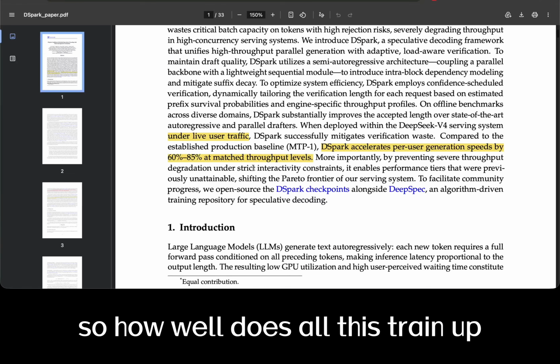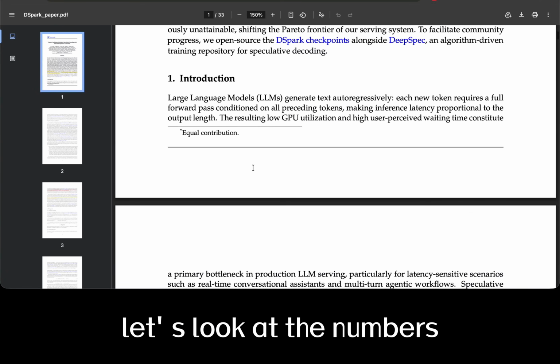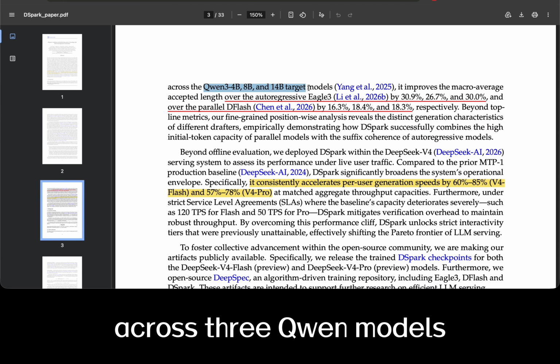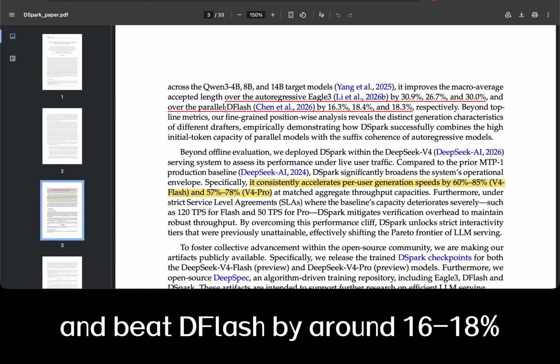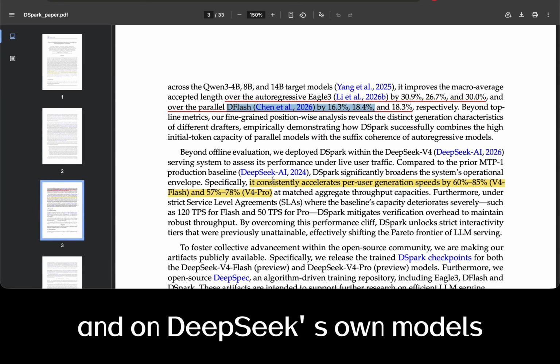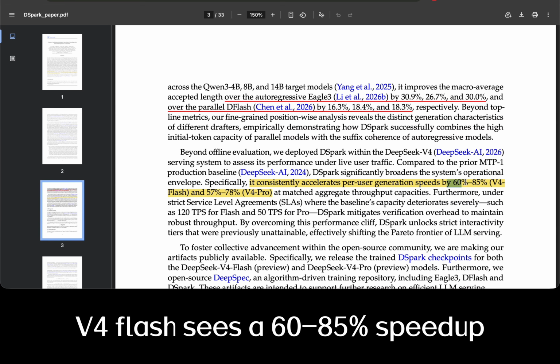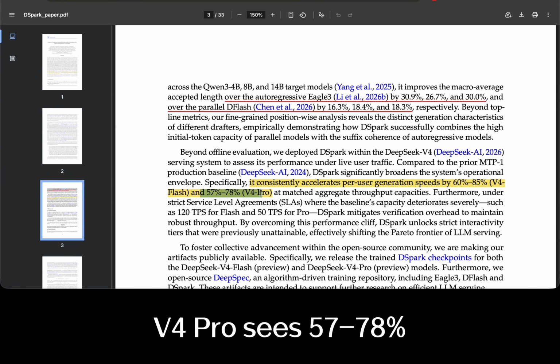So how well does all this train up? Let's look at the numbers. Across 3 Qwen models, DSpark beats Eagle 3 by about 30%, and beats DFlash by around 16 to 18%. And on DeepSeek's own models, V4 Flash sees a 60 to 85% speed up, V4 Pro sees 57 to 78%.